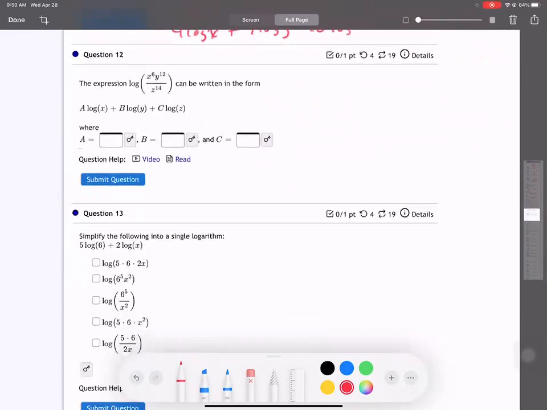Cool. Okay, number 12 is very similar to this question, right? We're going to break it down, separate the logs, the plus and minuses, and then we're going to bring down the exponents.